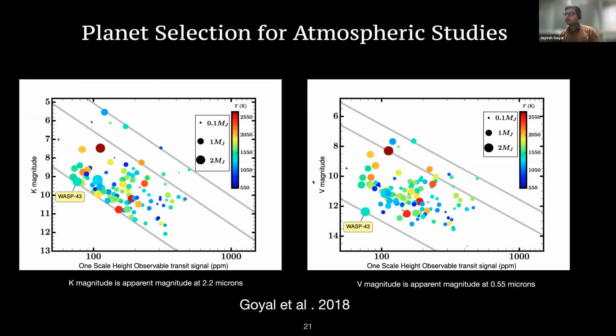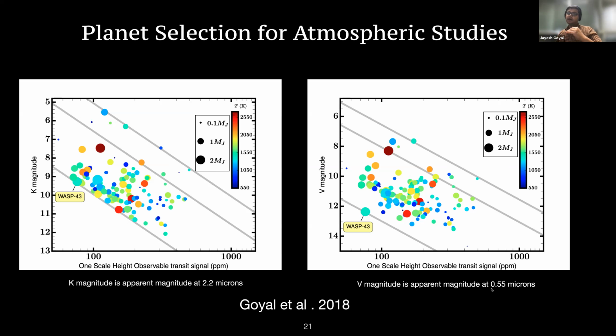There is one more factor, for which I'm showing you one of the plots from my paper. Here is a plot where on the x-axis you have the scale height, the one scale height observable transit signal. So basically this is a proxy for the scale height. And the other important factor that will determine if the planet's atmosphere is observable, or if you can detect or characterize it, is the number of photons coming from the host star, or basically signal strength, or you call it SNR, signal to noise ratio, and that is governed by the magnitude of the star. So here you can see the plot in K magnitude and V magnitude. Basically they represent the different wavelengths at which we can get the stellar photons. K magnitude corresponds to 2.2 microns and V magnitude corresponds to 0.55 microns.